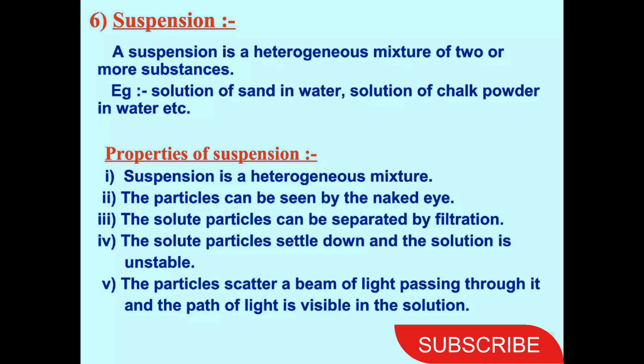Now we are going to discuss suspension. In a suspension the particle size is more than 100 nanometers, and we can easily see it. A suspension is a heterogeneous mixture of two or more substances. Examples: sand in water, chalk powder in water, mud water. These are all examples. A suspension is a heterogeneous mixture.